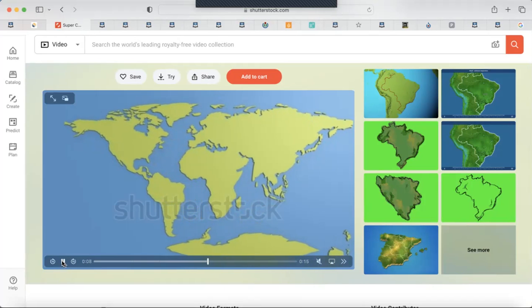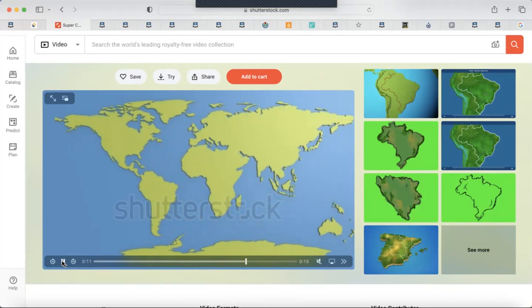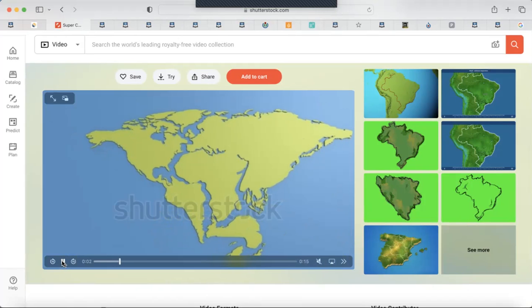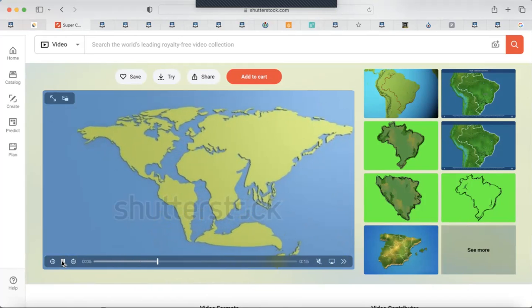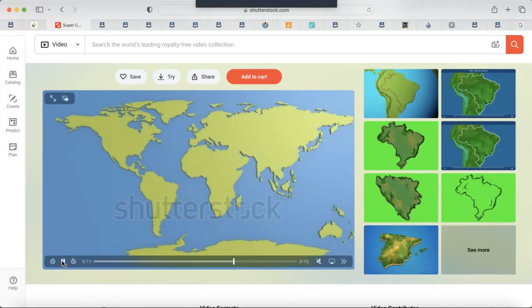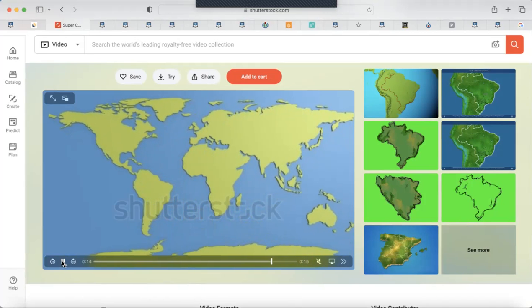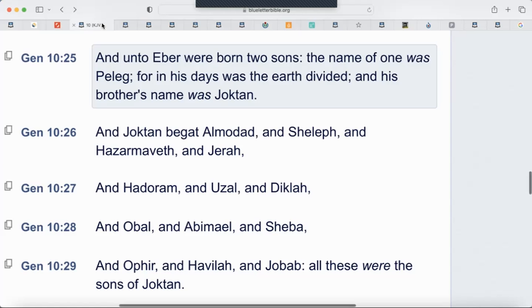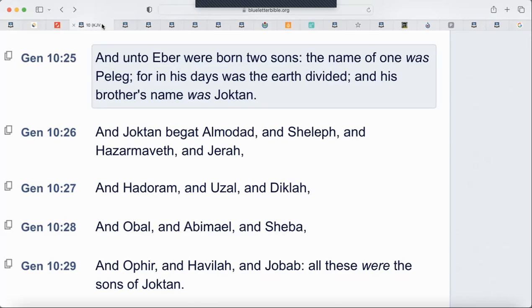Now, India, when you study the land of India, is a subcontinent that is not connected to Asia. Over time, when the continent separated, India was pushed into Asia. In Genesis chapter 10, verse 25, it explains how and why these continents separated.